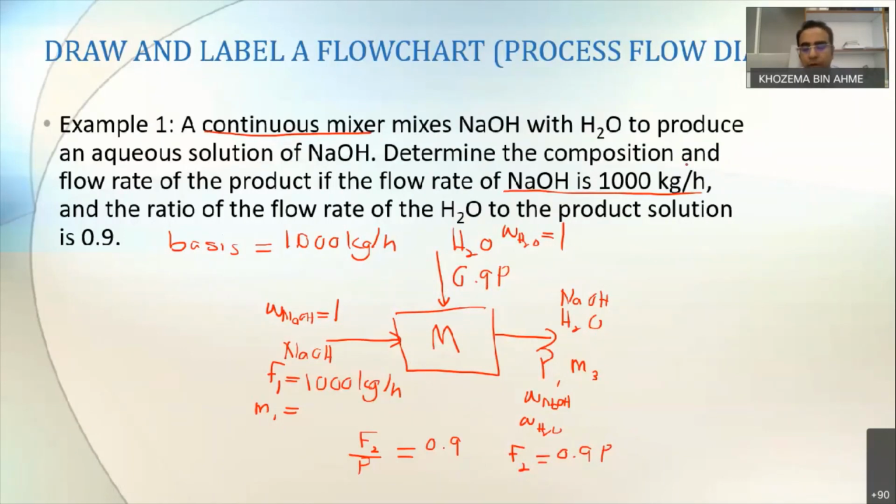This is how you label your process flowchart completely. You have put in all the variables, all the bases, and all the relationships in the flowchart. This is our third step: draw and label a complete flowchart.